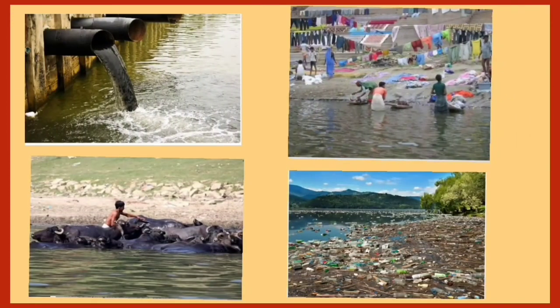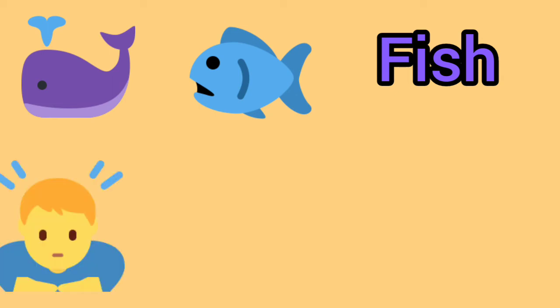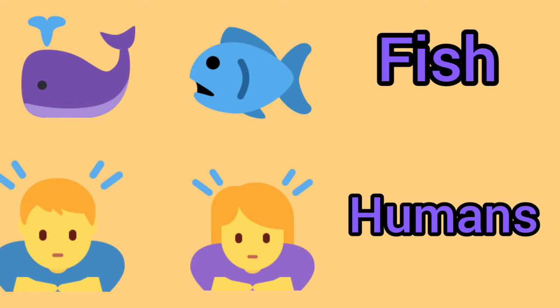So kids, when polluted water enters in these water bodies such as rivers, ponds, lakes and oceans, it becomes unhealthy for everyone. It kills fishes and other animals which depend on these water bodies. Drinking polluted water causes diseases and health problems to humans.